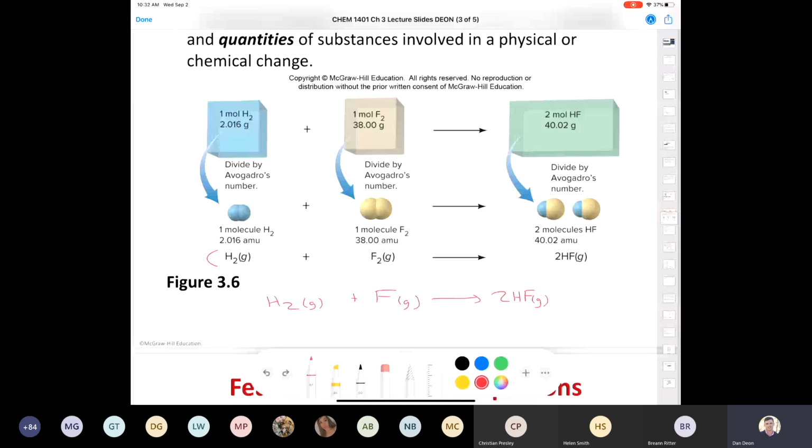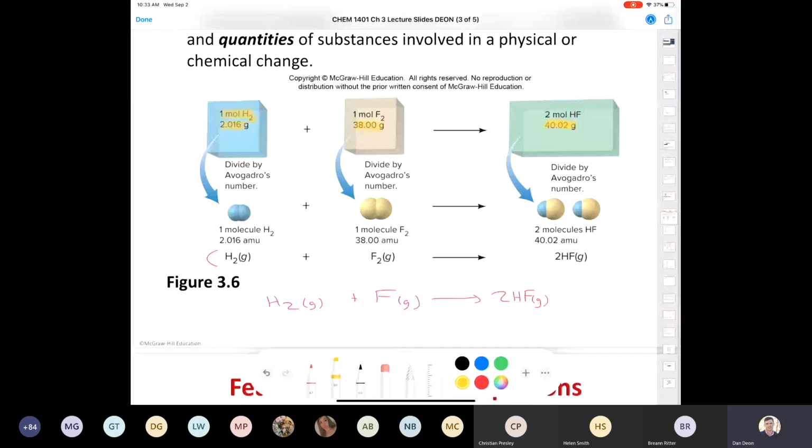Now we know from the periodic table that if we have 1 mole of H2, we have 2 hydrogen atoms, that would have a mass of 2 grams. So that means we're taking 2.016 grams of hydrogen, we're combining it with 1 mole of F2, which weighs 38 grams, and we end up with 40.2 grams. You can check the law of conservation of mass. If you take 38 and you add 2.016, you end up with 40.02.